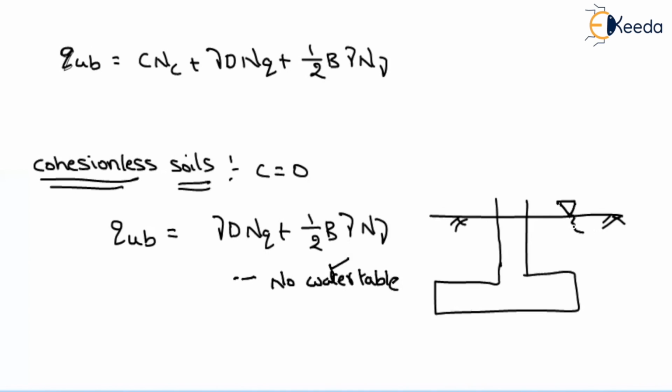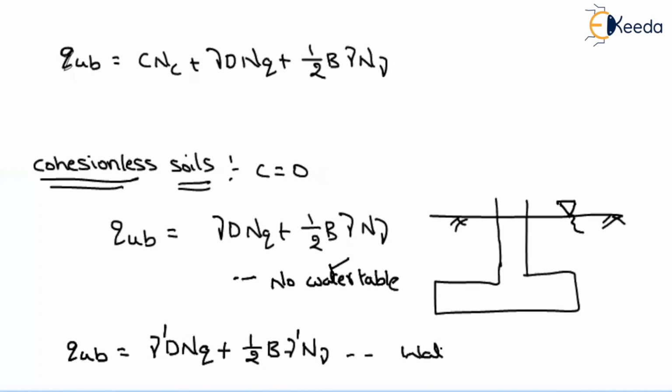Now, if your water table rises to here, then what is the equation you have to use here? Your ultimate bearing capacity will be equal to, as the entire soil is under submerged condition, you have to take the effective parameters. So if you use the effective parameter, how much you will get? Gamma dash D Nq plus half B gamma dash N gamma. This is when the water table is at the ground surface.